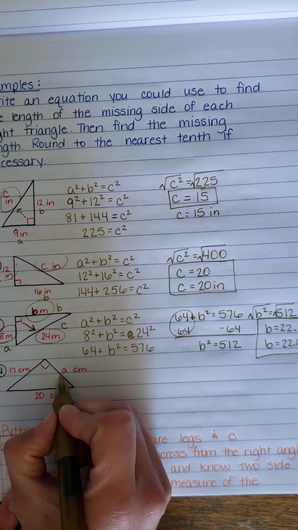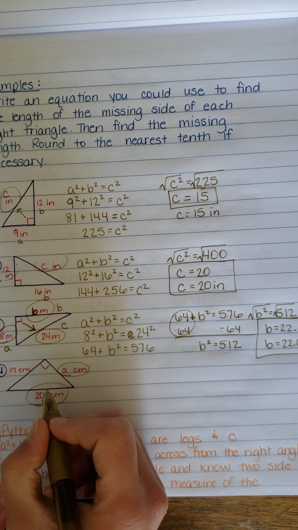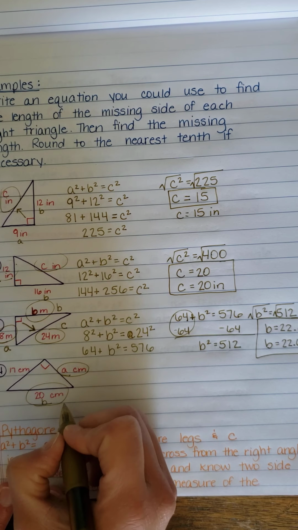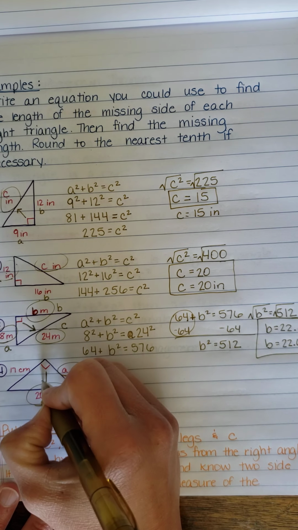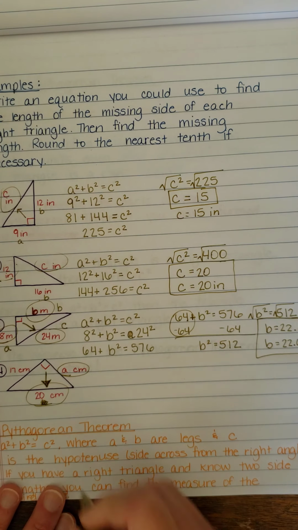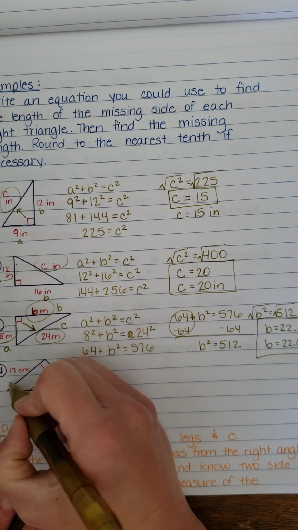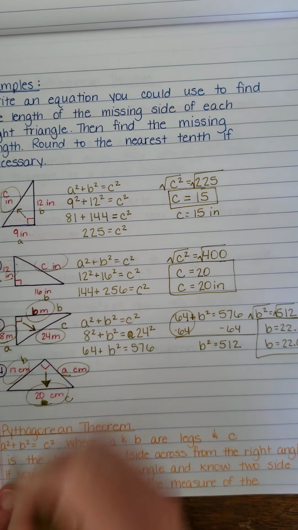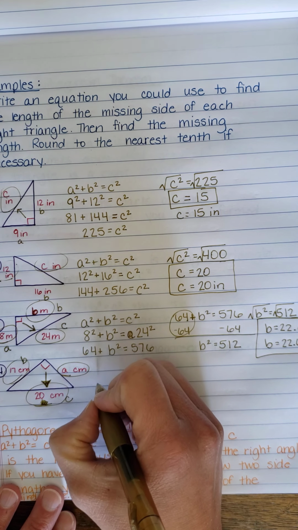All right, example 4. So we don't know what A is. We know that B is 20 centimeters. Oh, that's not B. What is that, guys? That's C, because it's across from the right angle. So again, you have to pay attention to how your triangles are written. So that's C. And then B is 17 centimeters. So that's B.